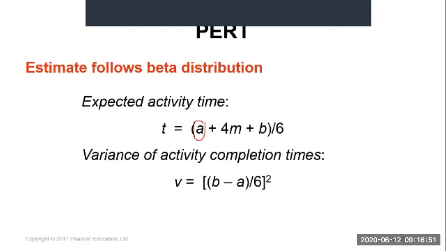So to calculate the estimated time for each activity: optimistic time plus 4 times the most probabilistic time plus the pessimistic time, and divide by 6. The 4 and the 6 are fixed.